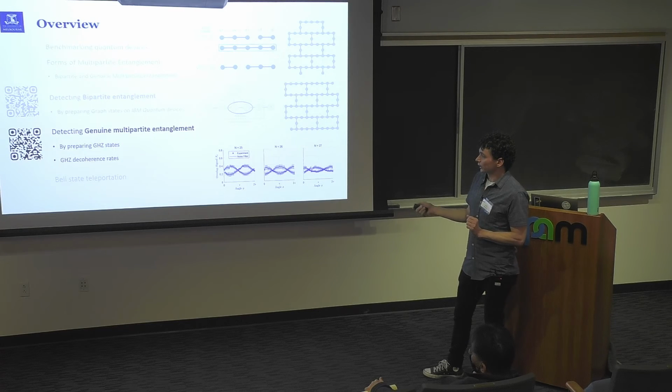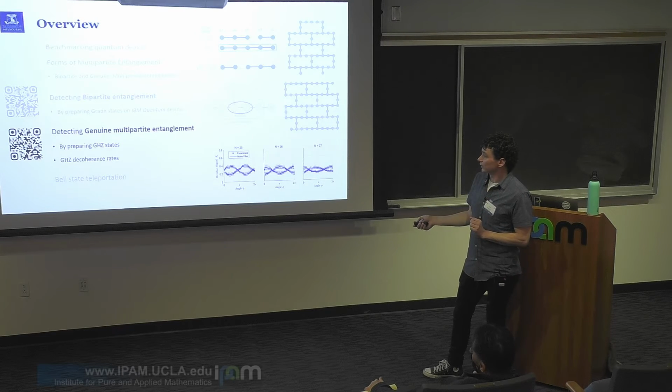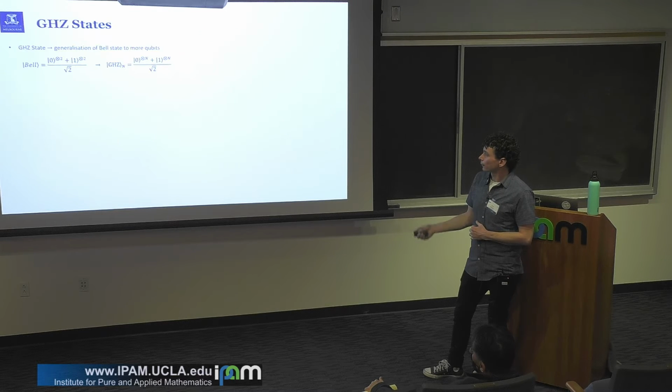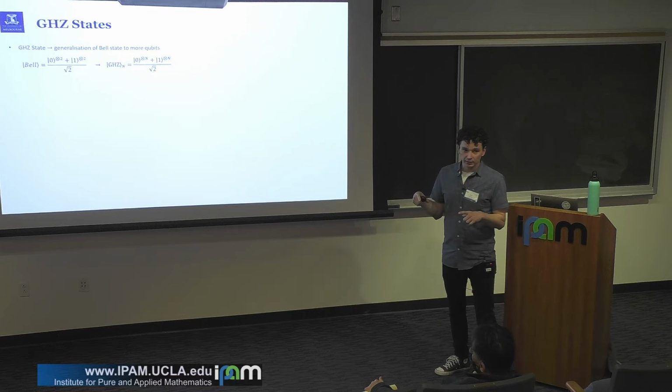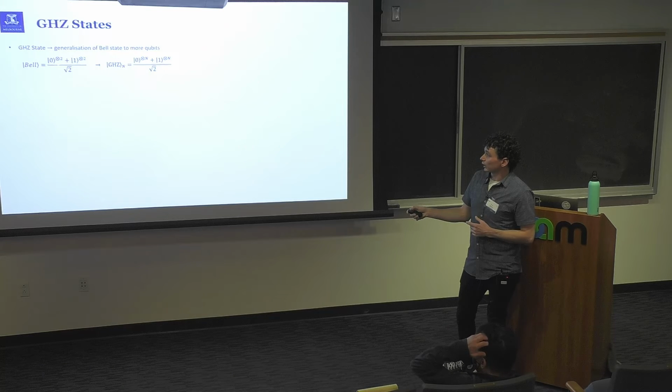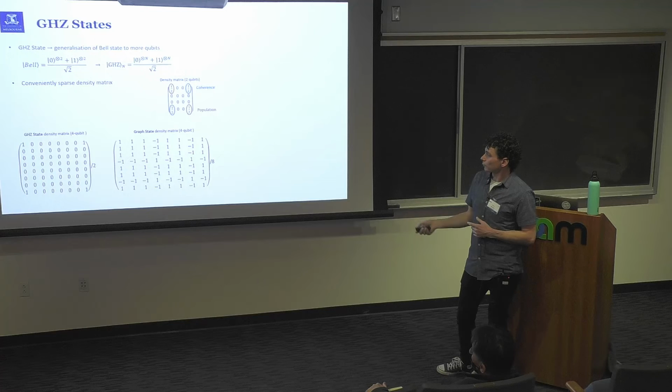Yeah, so now we're going to be looking at the genuine multipartite entanglement. Right, so here we're going to be using GHZ states, and they're essentially a generalization of a Bell state. So we've got |0...0> plus |1...1>, and here we've got n of them.